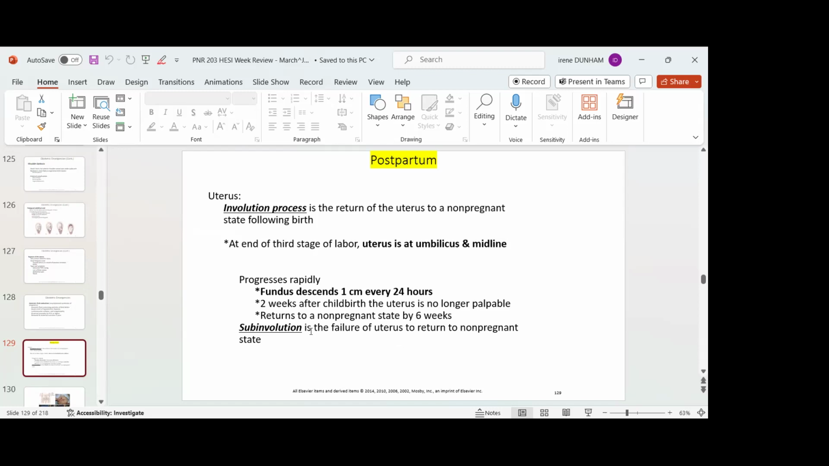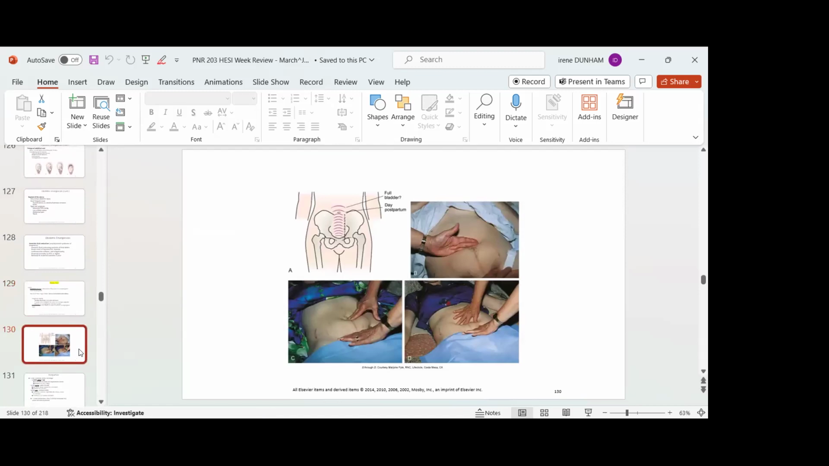And don't forget your lochia. You have lochia rubra, serosa, and alba. So when she goes home postpartum, you teach her how it should progress. If at any time it reverts back, say she was serosa and now she's back to rubra, that's not normal. She needs to go back to the hospital because she could have retained placenta fragments. All right, let's go on.